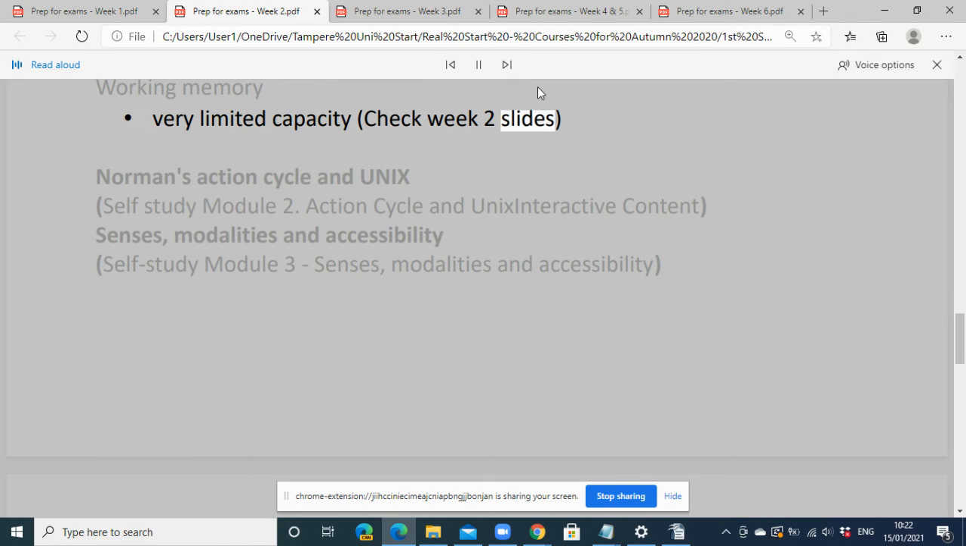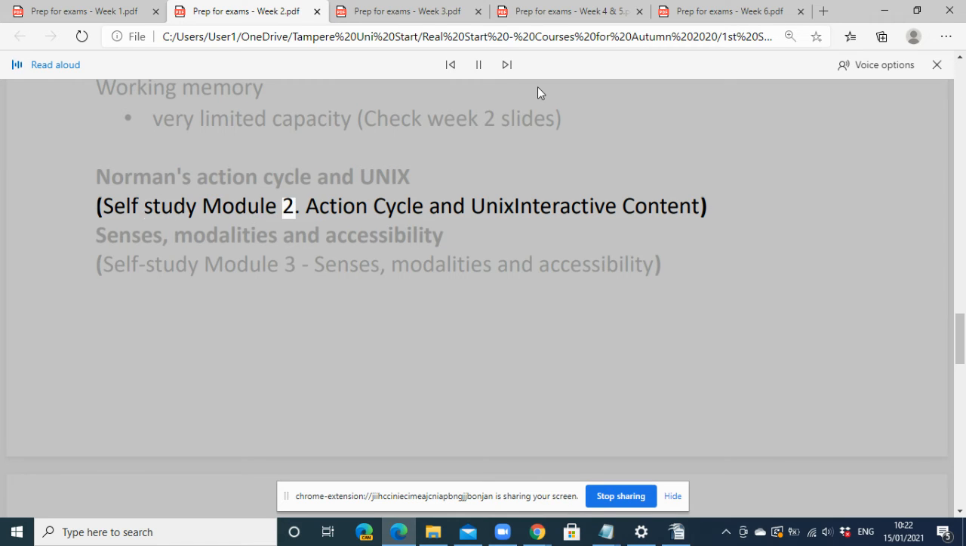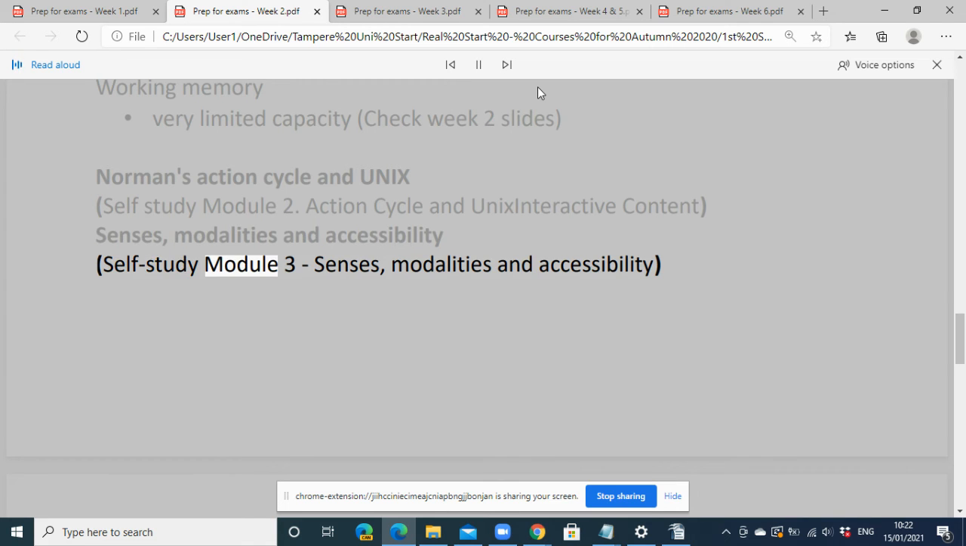Check Week 2 slides. Norman's action cycle and Unix self-study module 2. Action cycle and Unix interactive content, senses, modalities and accessibility. Self-study module 3 is senses, modalities and accessibility.